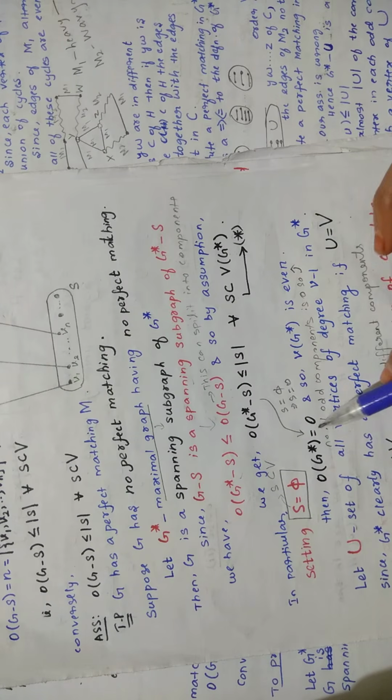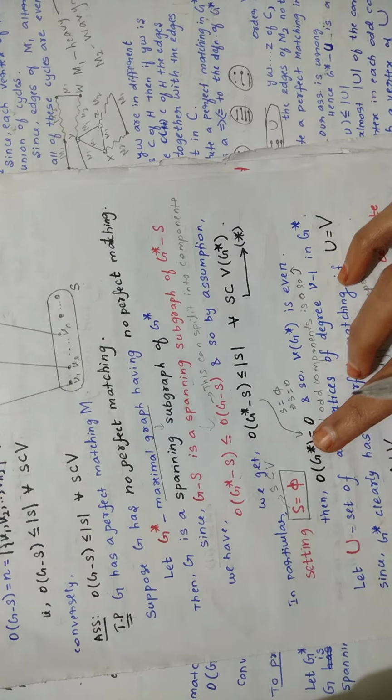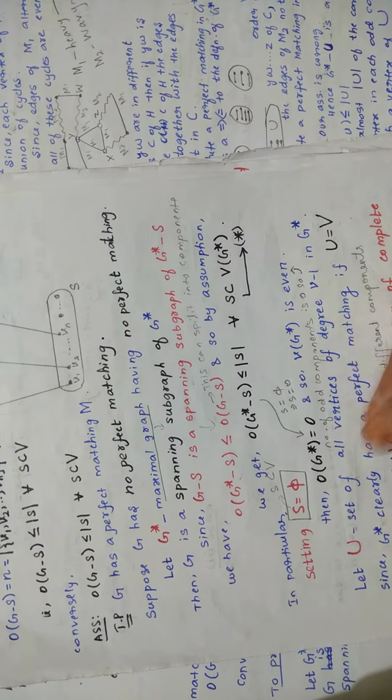Order of G star equal to 0. It means there are no odd components in G star, right? If there are no odd components, what? The vertices present there will be even, right? That is what you are writing.